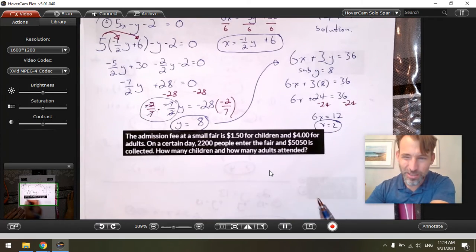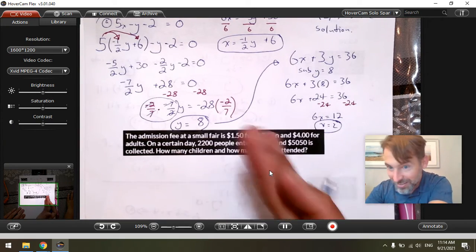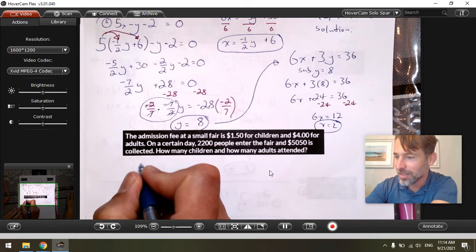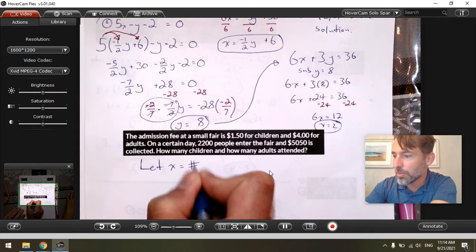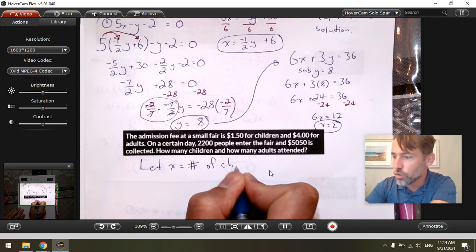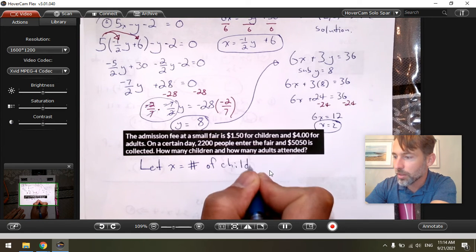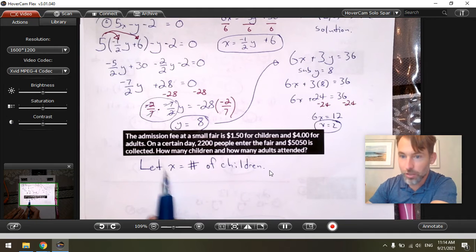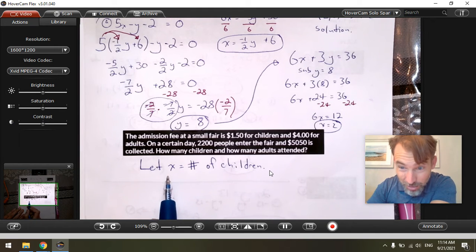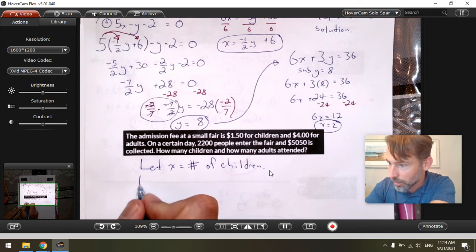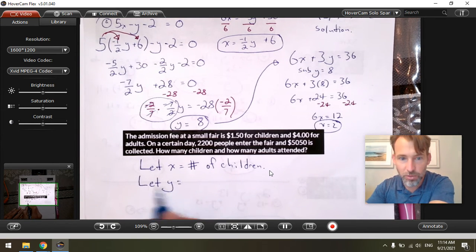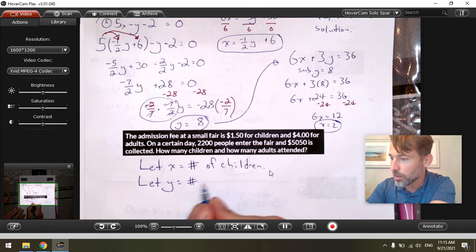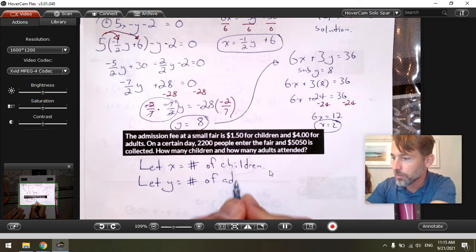I'm going to use X and Y. I could use C and A. I'm going to use X and Y. Let X equal the number of children. Super important step. Because you want to know what your letters represent. If you don't know what your letters represent, you'll be confused. I would be confused. I don't want to work confused. I want to work from a foundation of confidence. So let Y equal the number of adults.